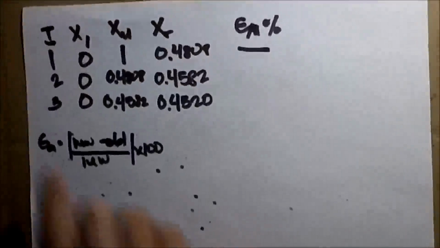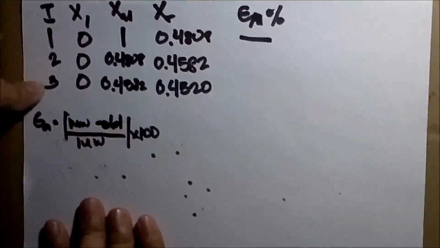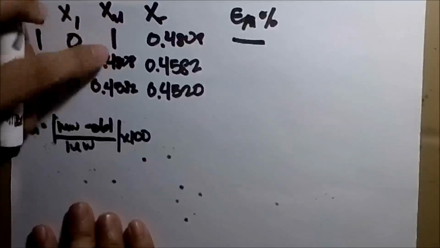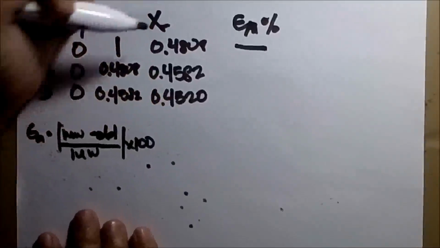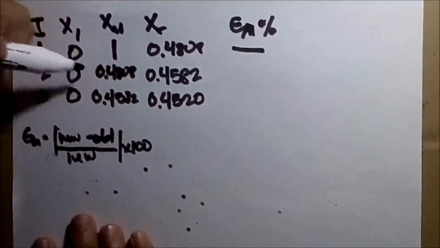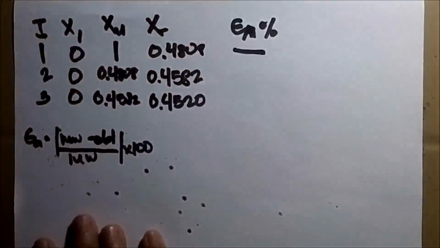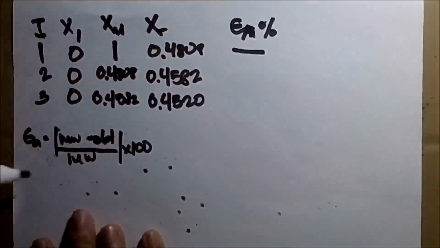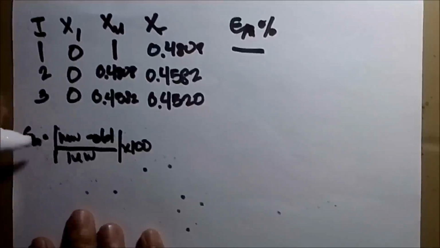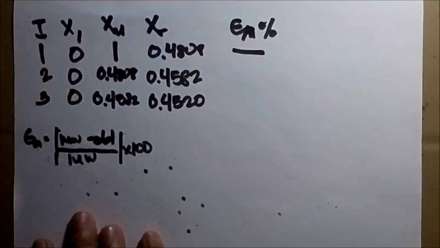On the table, when we plot the iterations first, second, third, x_l, x_u, and x_r, the x_r becomes the new x_u in the second and third iteration. Now, we must get the absolute approximate relative error. Its formula is the absolute value of new value minus old value over new value times 100.